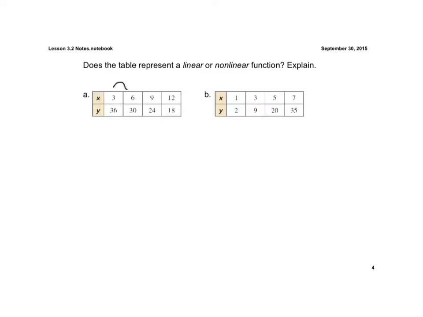Here, if we look at the x's, it increases by 3, increases by 3, and increases by 3. Here the y is decreasing by 6, decreases by 6, and decreases by 6. So as the x values were increasing by 3, the y values are decreasing by 6. This would be a constant rate of change, which would make this linear.